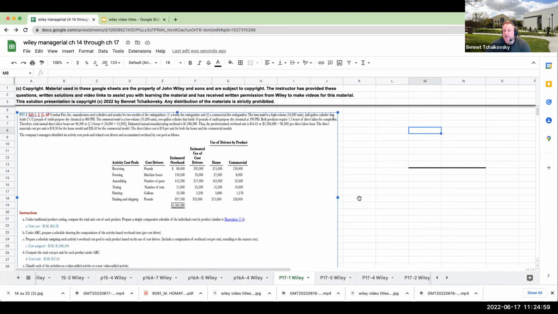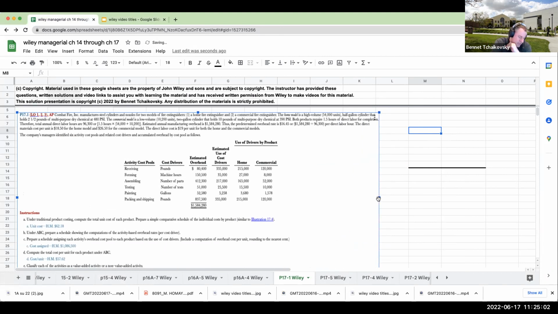So in problem 17-1, when you're dealing with activity-based costing, and by the way, I apologize for the font on this. It's not my question. If you have the textbook, this is meant to help you get through it. When we're looking at these types of questions, it's really about: we've got this overhead, and how do we allocate it to different products? For this particular company, Combat Fire has a home model, and they also have a commercial model.